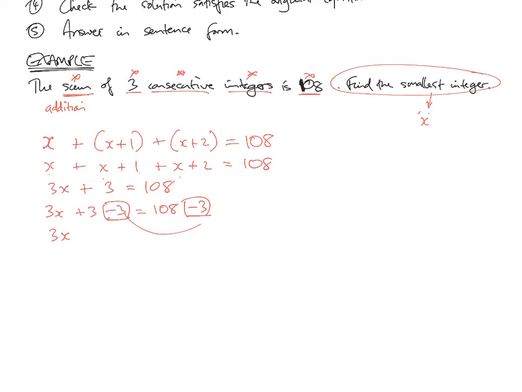3x plus 3 take 3 is 0, so all I've got left is 3x on one side. 108 take 3 is 105. What is 3 doing to x? It's multiplying. What's the opposite of multiplying by 3? Dividing by 3. It's balanced there. So 3 goes into 3 once, so you've got x left on one side. 105 divided by 3. How many times does 3 go into 10? 3 times, I've got 1 remainder, 5. So x is equal to 35.